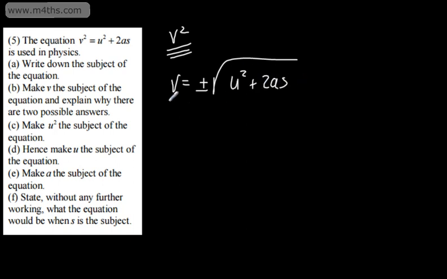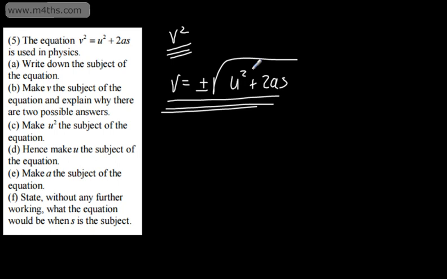Right. Question 5. The equation v squared equals u squared plus 2as is used in physics. This is another one of the constant acceleration equations. We're asked to write down the subject of the equation. The subject here is not v, it's v squared. So we've got v squared as the subject. We're asked to make v the subject of the equation and explain why there are 2 possible answers. V, taking the square root of both sides as we've got a square term, will be plus or minus the square root of u squared plus 2as. And we could state now that there is a positive and negative solution.